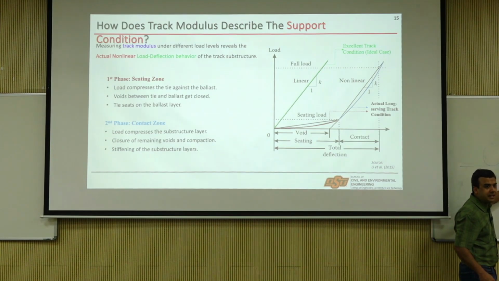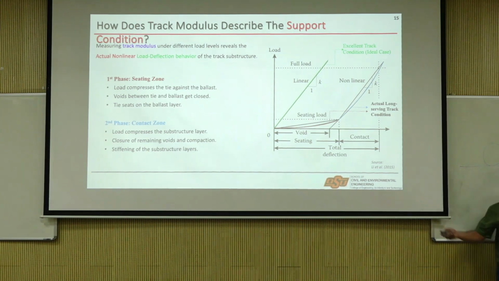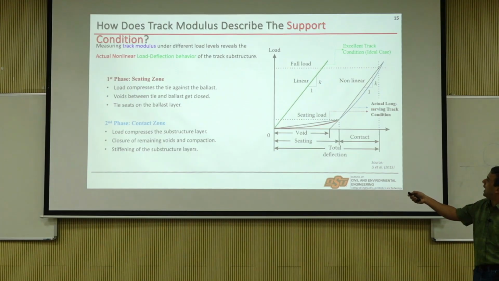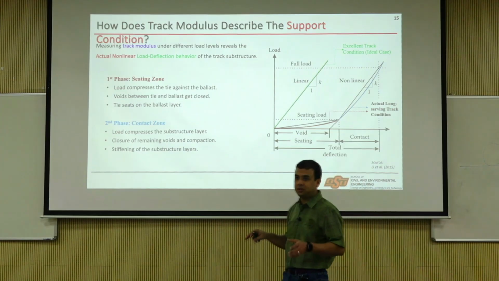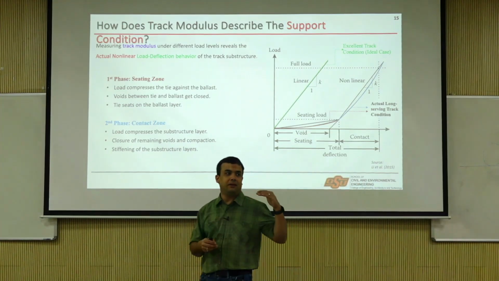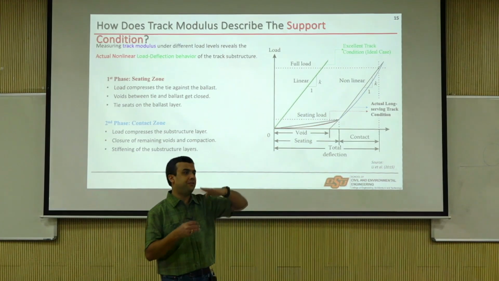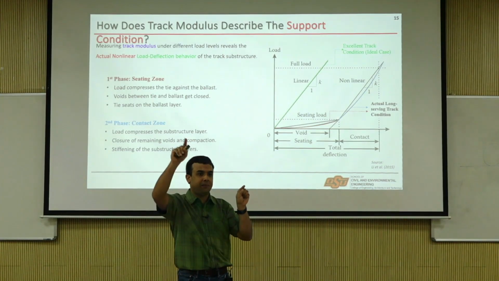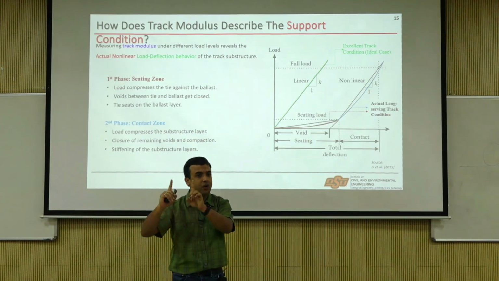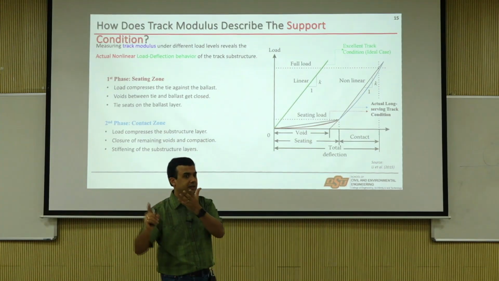Only deflection is increasing, but load is not increasing, and then it will pick up. That's what this is. Flat, and then it picks up. So this flat is the void. So if you can measure in the field the deformation of the track as a train goes by, and then you plot the load deformation curve, you can actually calculate the voids if there is anything at the interface.